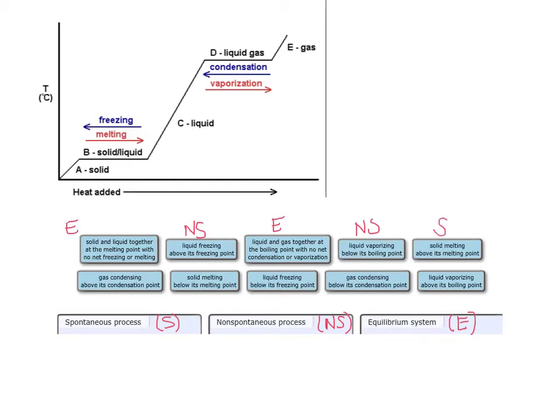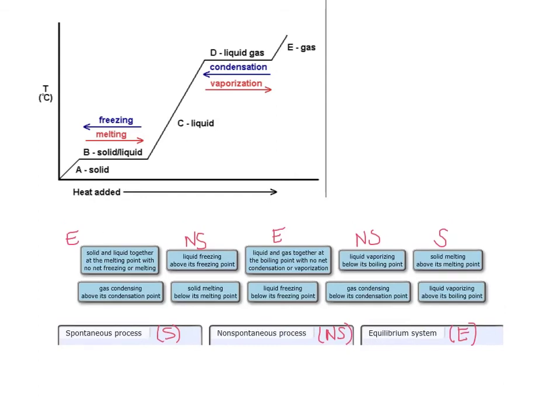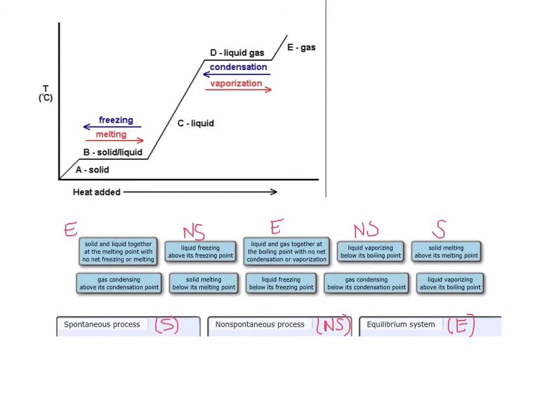Gas condensing above its condensation point. So gas shouldn't be really turning back to a liquid above its condensation point. You would hate for gas to be turning back to a liquid at 105 degrees Celsius when it should be a gas at 100 degrees Celsius. So something must be going on here to make this gas back into a liquid above its condensation point. So that's going to be non-spontaneous.